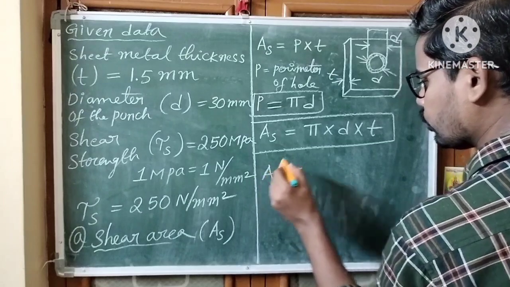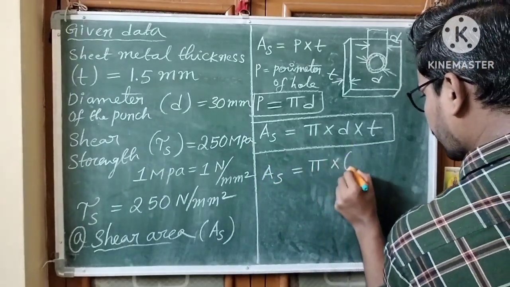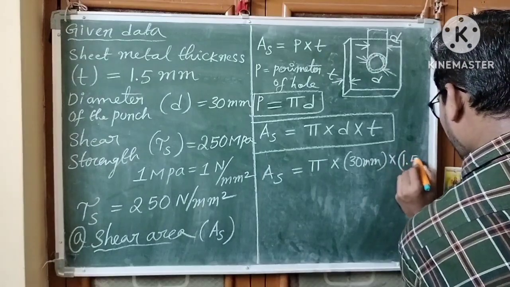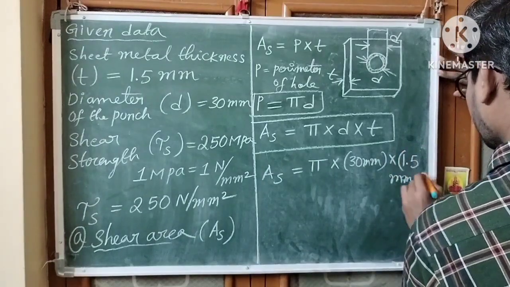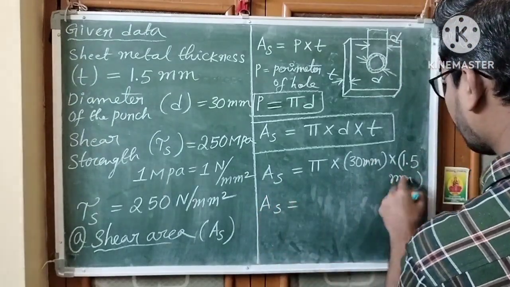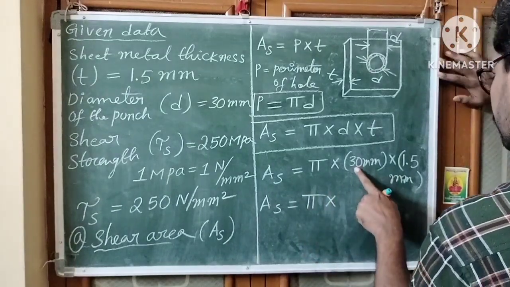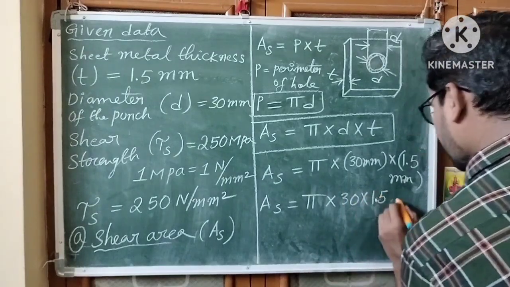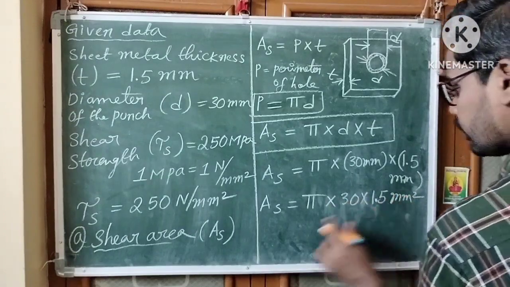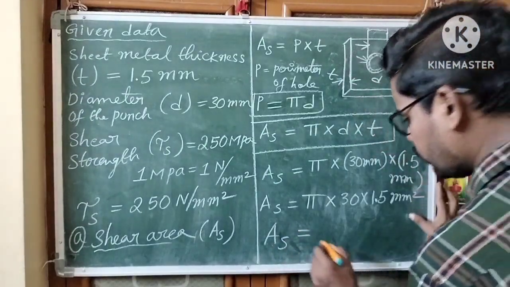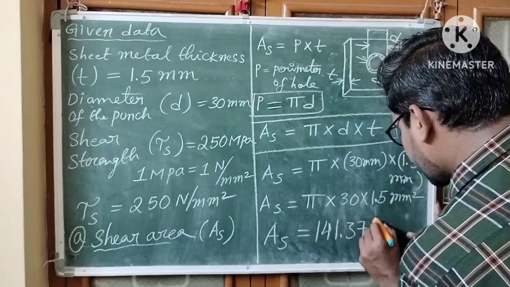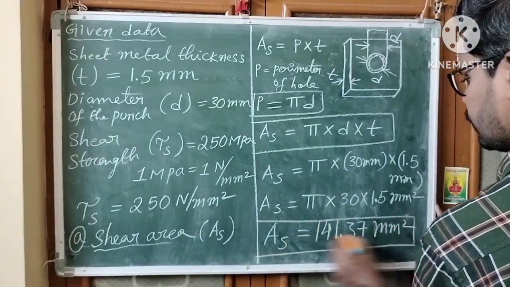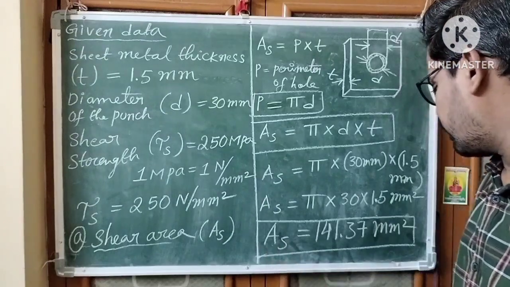Now shear area As is equal to pi into the diameter of the hole, 30 mm, into the sheet metal thickness, 1.5 mm. The unit is mm into mm, which is mm square. If you simplify this, you will get shear area approximately equal to 141.37 mm square.